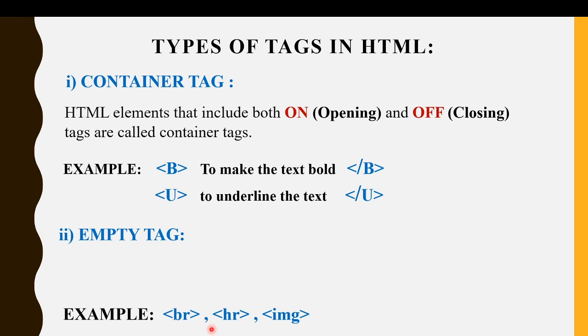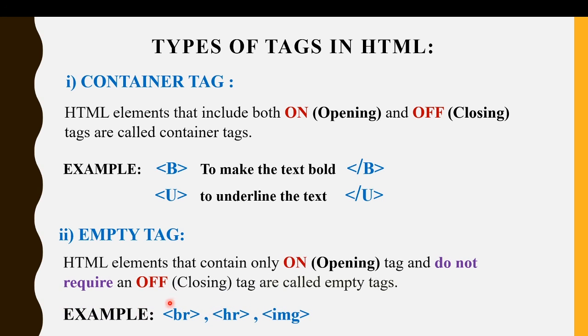Basically the BR tag is used to break the line, the HR tag is used to give a horizontal line, and IMG is used to insert images or a picture in a web page. These types of tags we call empty tags. Why empty tag? Because it has only the opening tag. We just open this tag and we don't need to close it, meaning this tag does not have a closing element. That is why we call this an empty tag.